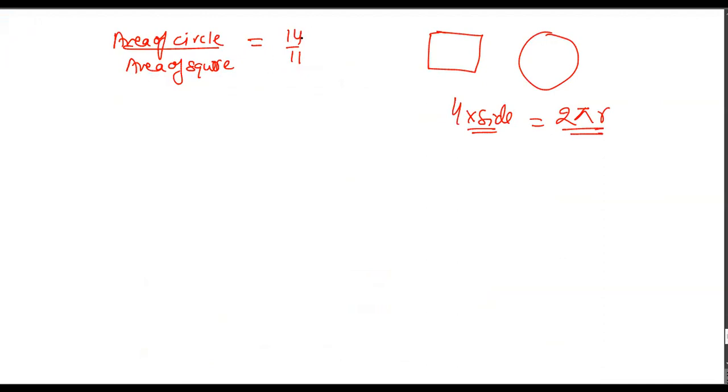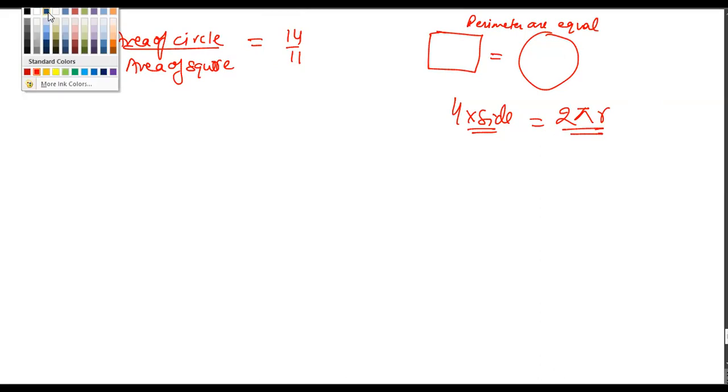So you have to keep in mind that if we have a square that is opened and bent into a circle, or a circle is opened and bent into a square, what does this mean? This means their perimeters are equal. So if we have a circle and a square whose perimeters are equal, the ratio of the area of the circle to the area of the square will be 14 upon 11. This we have proved earlier also, no need to do it again here.